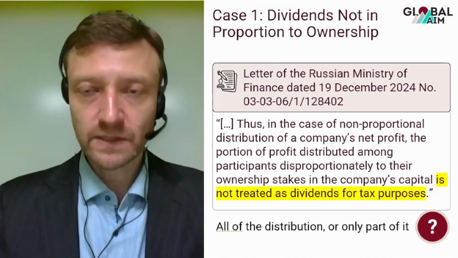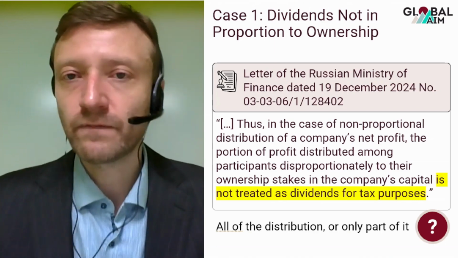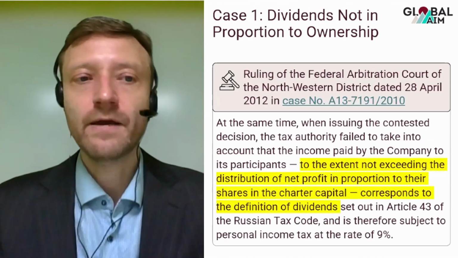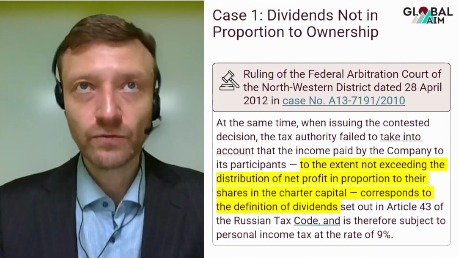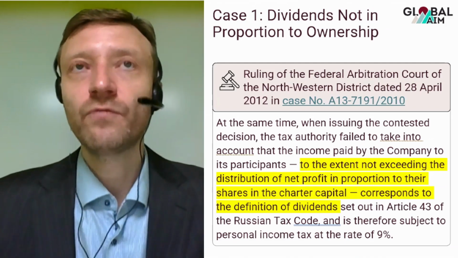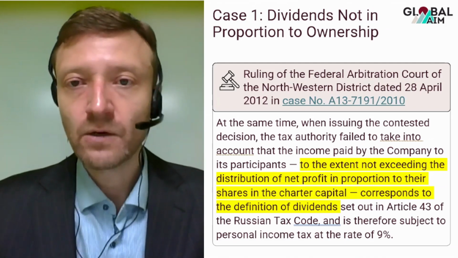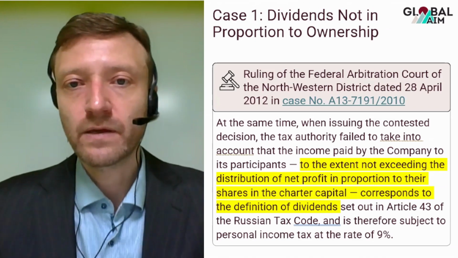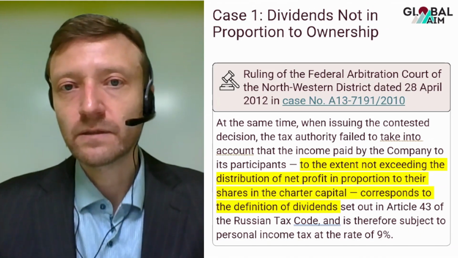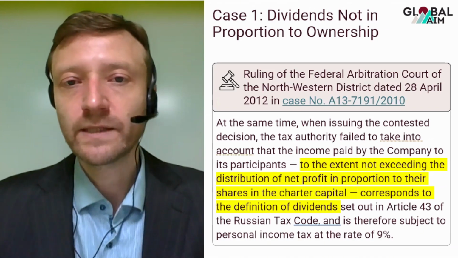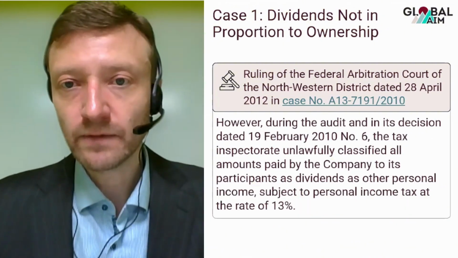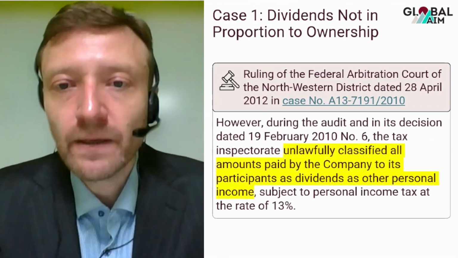Again, the more beneficial approach obviously would be to treat some parts of the distribution as dividends, and this follows from the case law, and I think it's also in line with the position of the Russian Ministry of Finance that only the part exceeding the proportionate share of the distribution is not considered dividends. On these slides there is a reference to a ruling which is quite old, going back to 2012, but still relevant because the definition hasn't changed since that time.